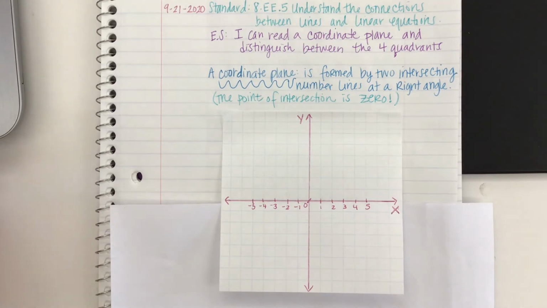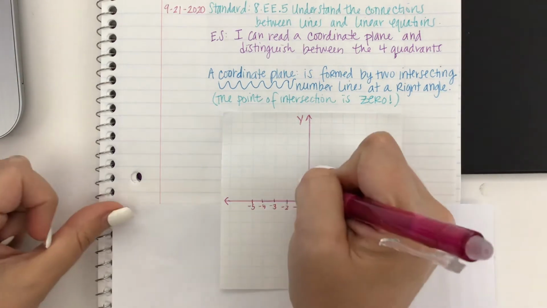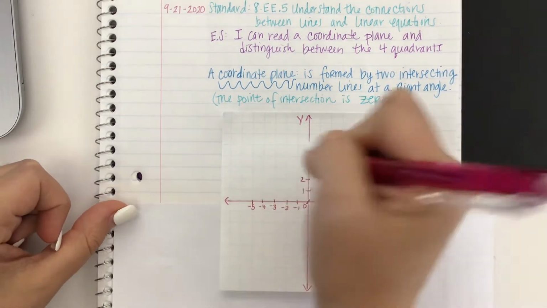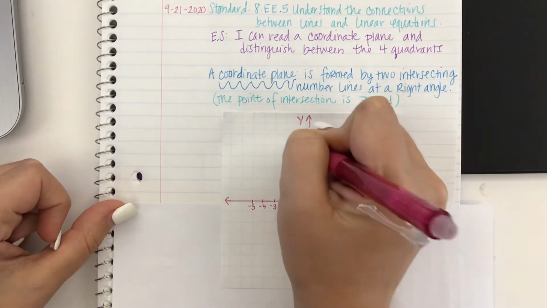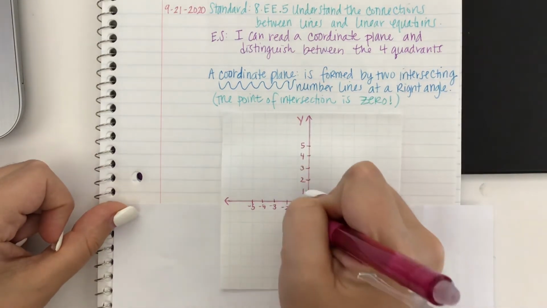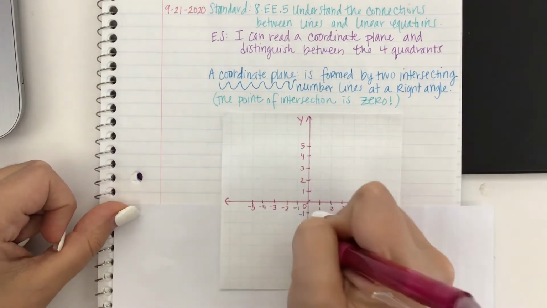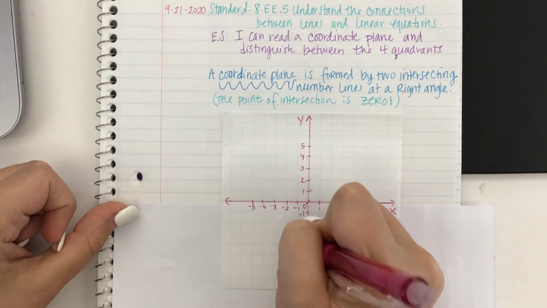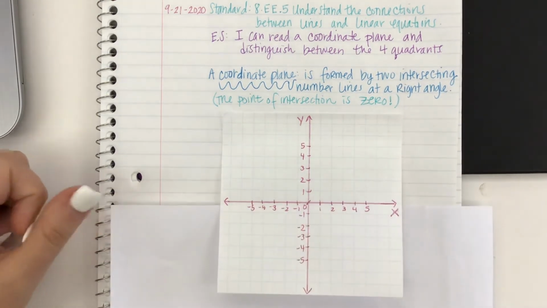We will label the vertical line, the y-axis, the same way. So going up, we have positive units, 1, 2, 3, 4, and 5. And going down, we have negative units, -1, -2, -3, -4, and -5.